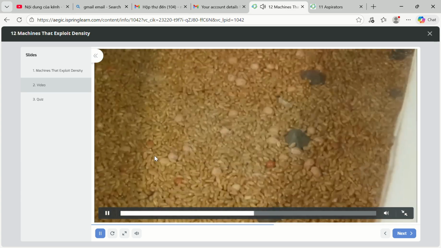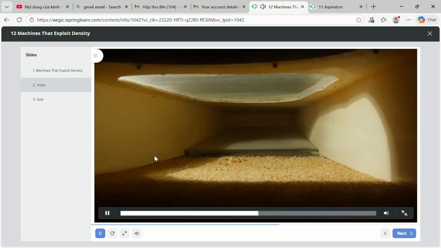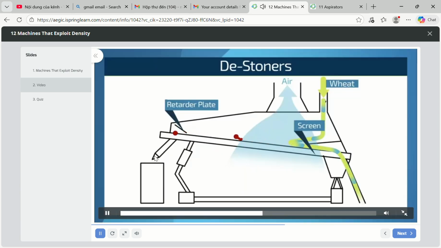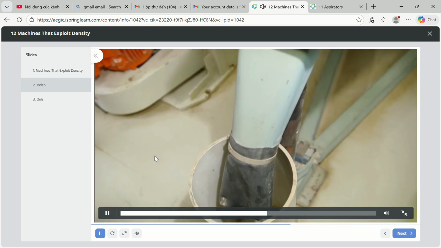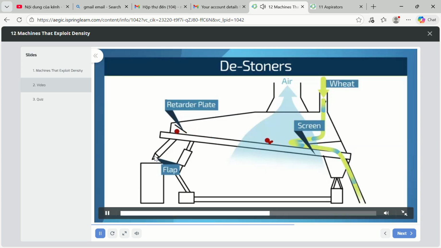At the top of the slope, there is usually a retarder plate or stone trap which speeds the exit of heavy particles and helps prevent the exit of wheat. There may also be a flap through which the heavy particles must pass. This flap prevents air inflow back into the destoner.